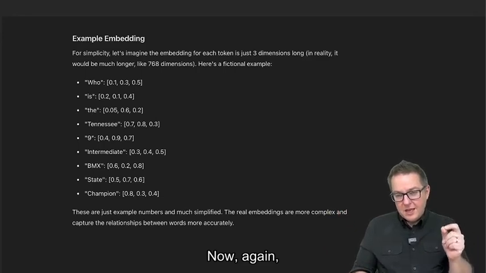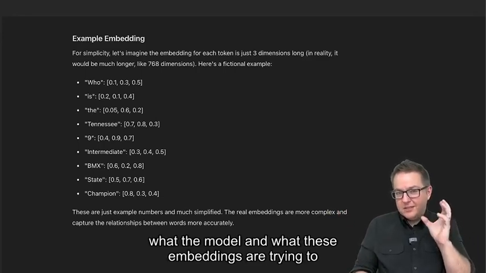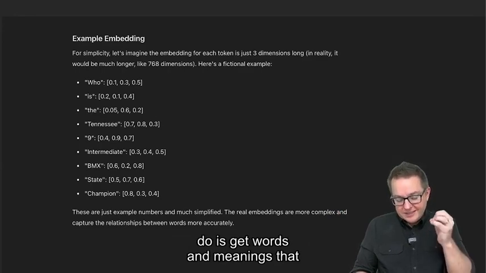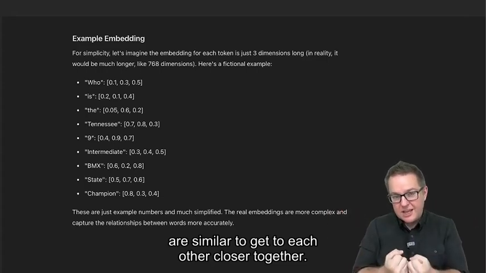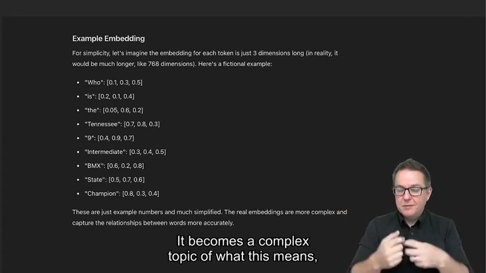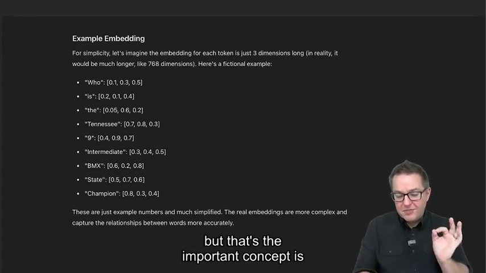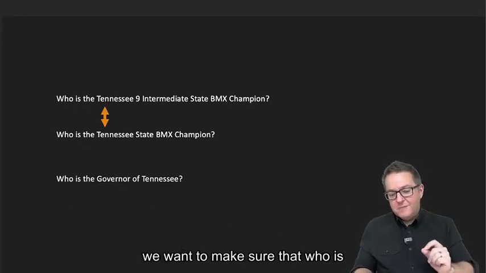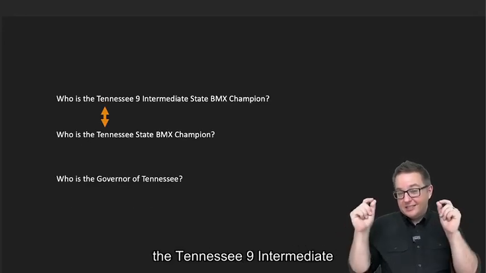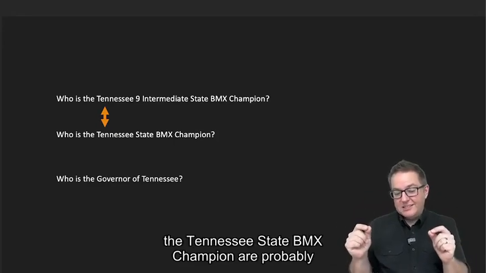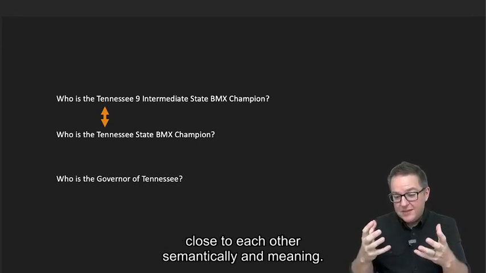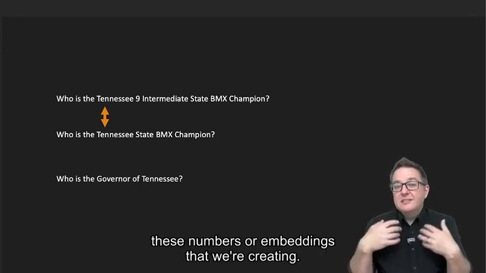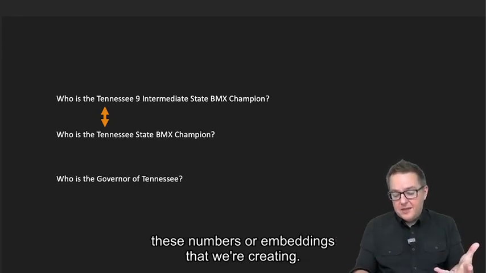Now, again, what the model and what these embeddings are trying to do is get words and meanings that are similar to each other closer together. And it becomes a complex topic of what this means, but that's the important concept. We want to make sure that "who is the Tennessee 9 Intermediate State BMX champion" and "who is the Tennessee State BMX champion" are probably close to each other semantically and in meaning. So we want them close together in these numbers or embeddings that we're creating.